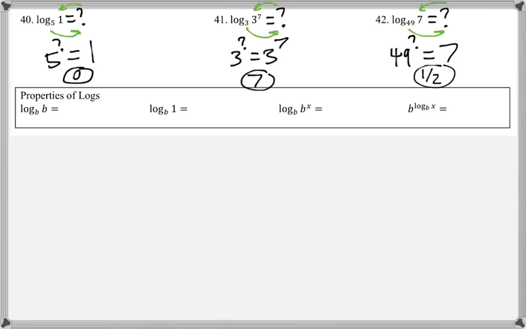So this really leads to some properties of logarithms. Anytime you have log base b of b, meaning anytime your base matches the inside of your logarithm, that's going to be equal to 1. If you have log base b of 1, meaning anytime you have 1 on the inside of the logarithm, it has to be equal to 0. Log base b of b raised to the x is just going to be equal to x. And then b raised to log base b of x is also just equal to x.